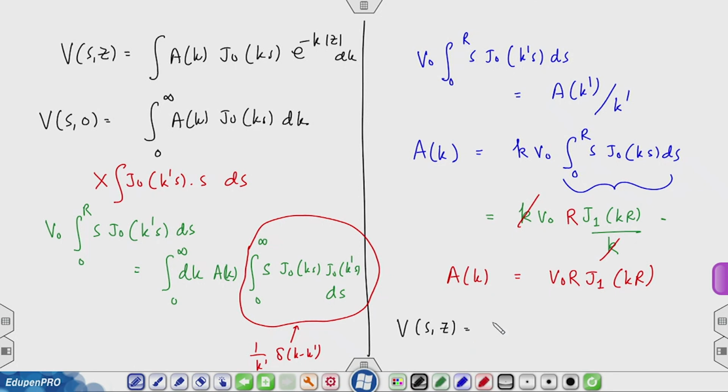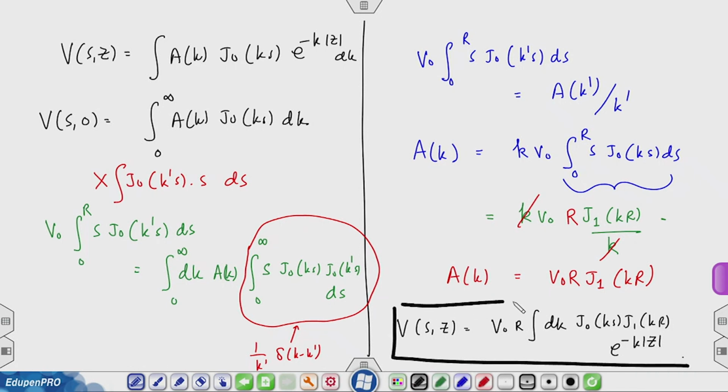And therefore, the potential V(s, z) will come out to be equal to V naught r integral dk J naught k s J 1 k r e raised to minus k mod z. That is your answer. The Bessel integral inside is a little difficult to carry out, but it can be carried out. That is the formal answer. And I will see if I can send you a solution of this integral. Some tables must have it.